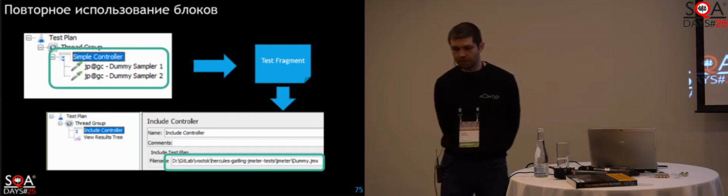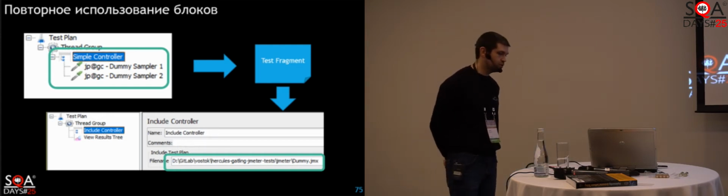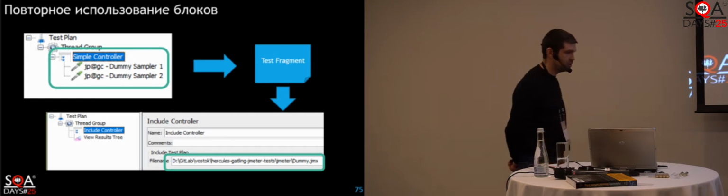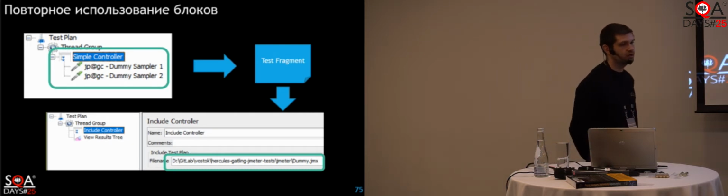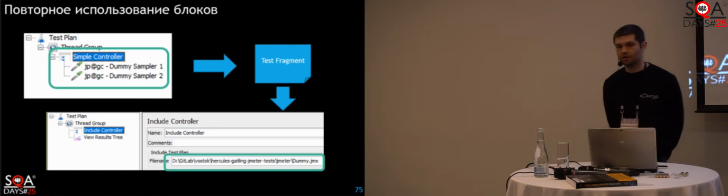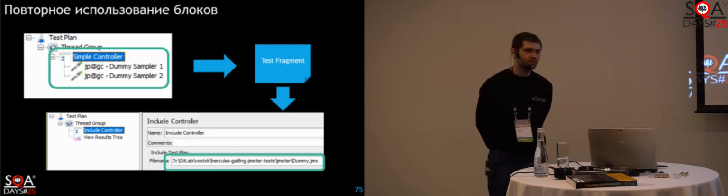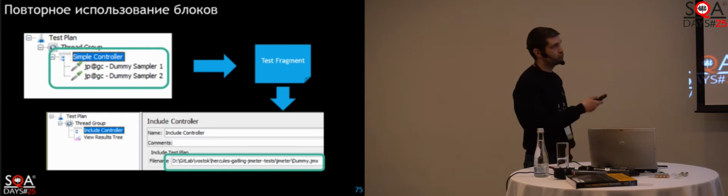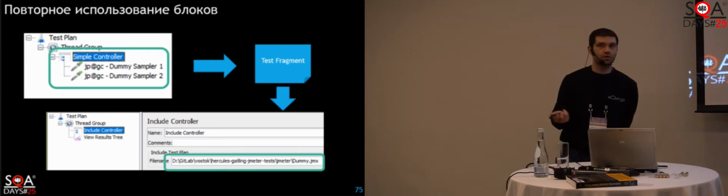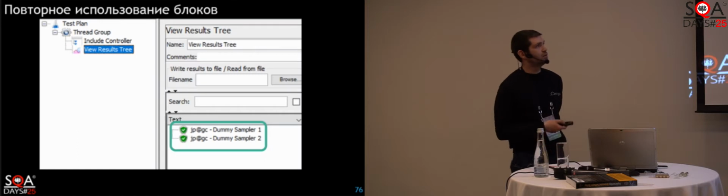Test Fragment is another interesting thing. When working with JMeter, you can improve your work by not changing the whole scenario, but changing small fragments that the scenario refers to later on. You can take a small fragment, export a test fragment, and import it into another scenario. It works like a link.